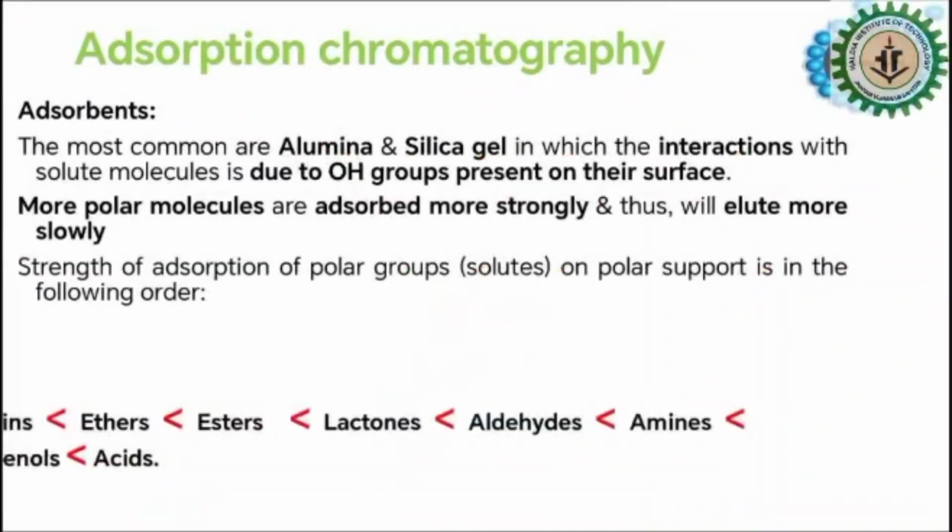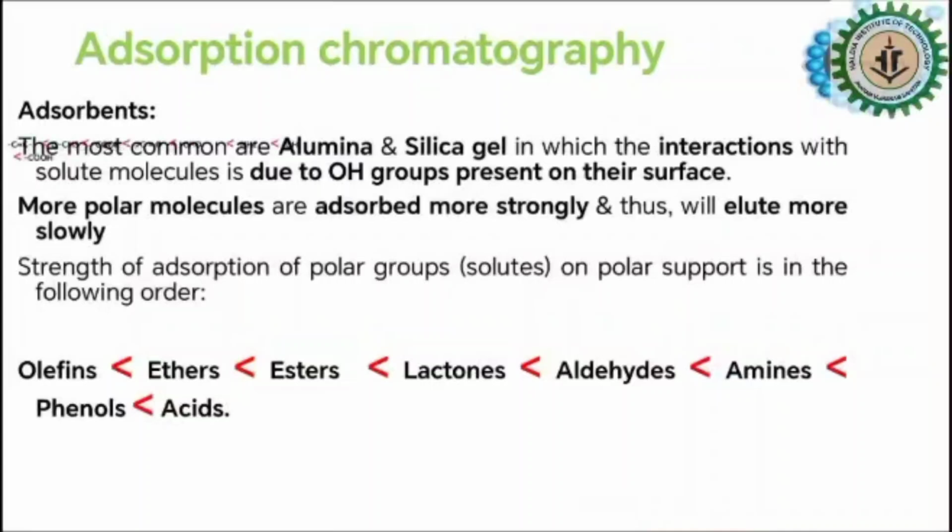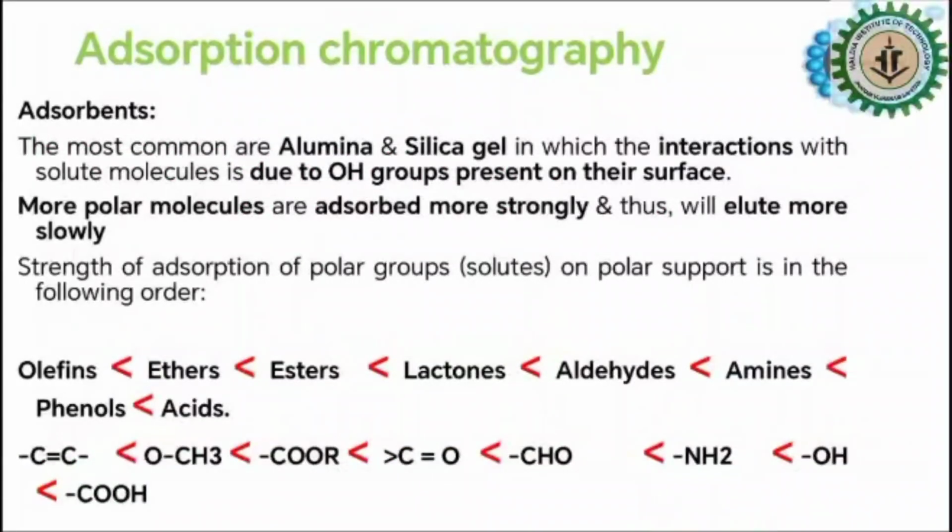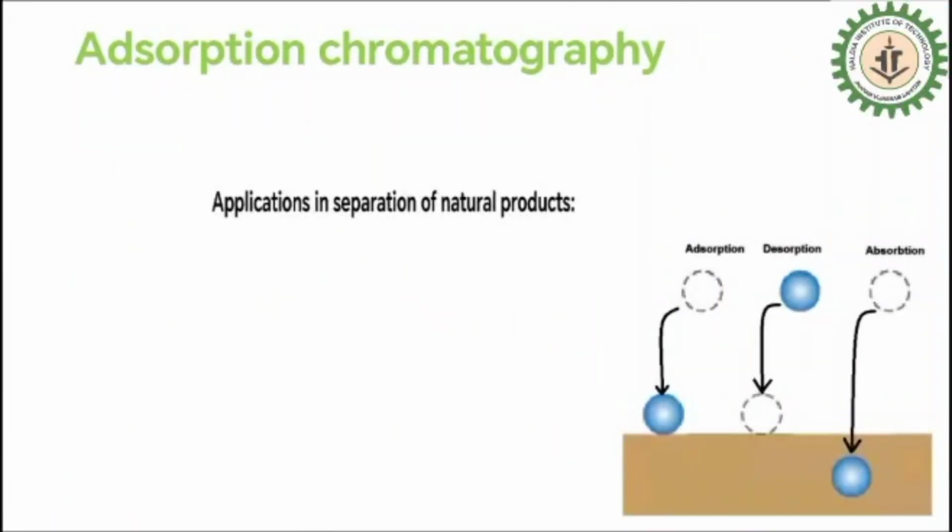The strength of adsorption of polar groups on a polar support is in the following order. If the sample mixture contains olefins, ethers, esters, lactones, aldehydes, amines, phenols, acids, everything, then olefins will come out first, then ether, then ester, then lactone, then aldehyde, and finally at the end we will get acids. Adsorption chromatography can be used in the separation of various natural products.